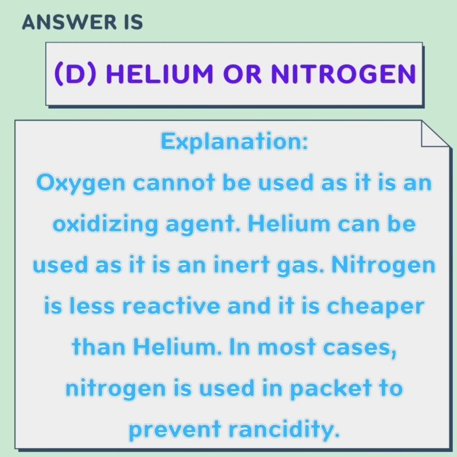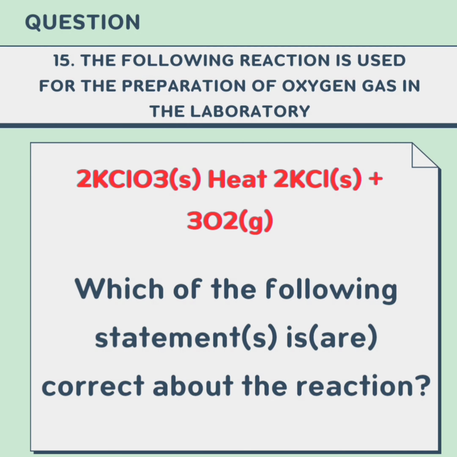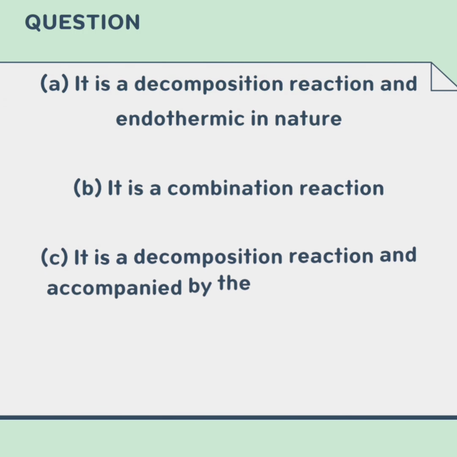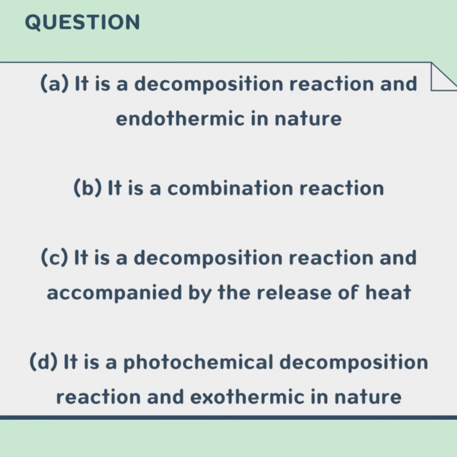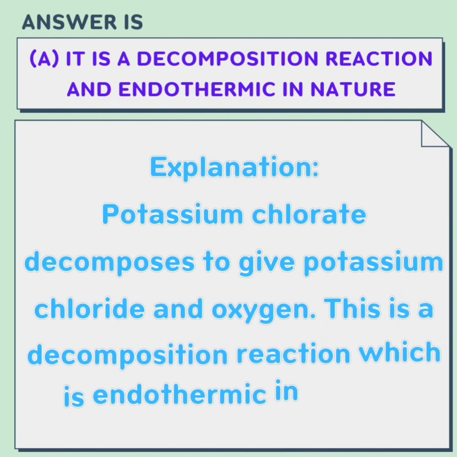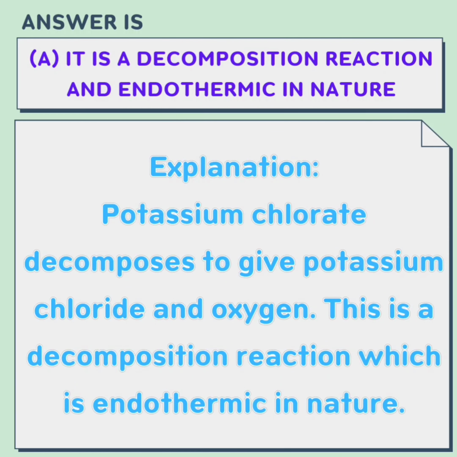15. The following reaction is used for the preparation of oxygen gas in the laboratory. Which of the following statements are correct about the reaction? A. It is a decomposition reaction and endothermic in nature. B. It is a combination reaction. C. It is a decomposition reaction and accompanied by the release of heat. D. It is a photochemical decomposition reaction and exothermic in nature. Answer is A. It is a decomposition reaction and endothermic in nature. Explanation. Potassium chlorate decomposes to give potassium chloride and oxygen. This is a decomposition reaction which is endothermic in nature.